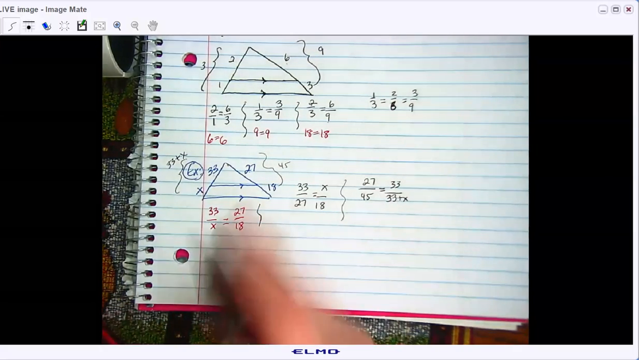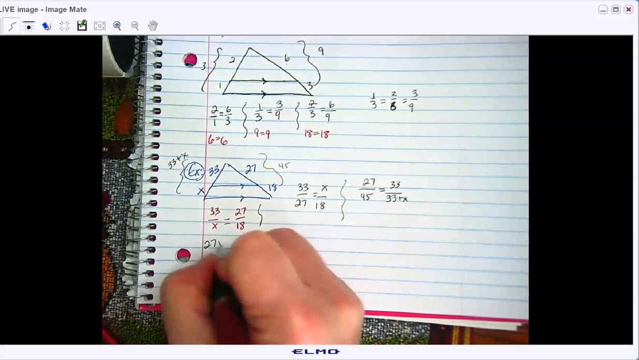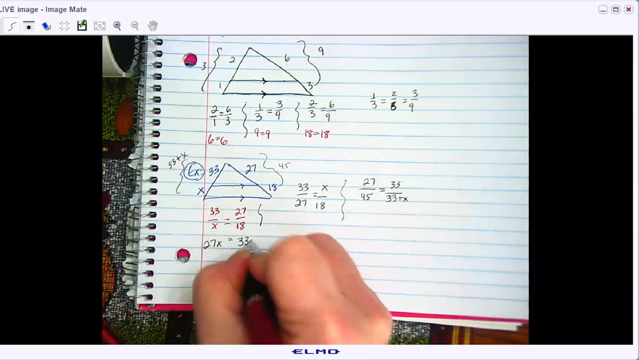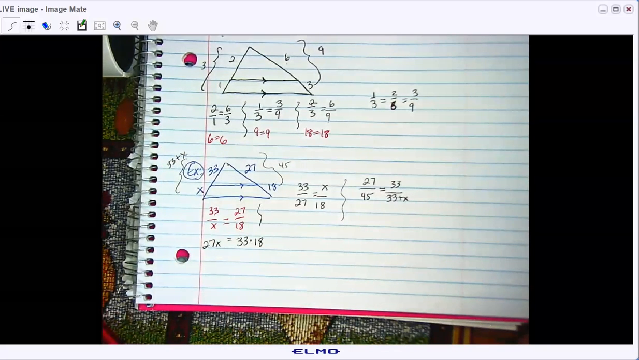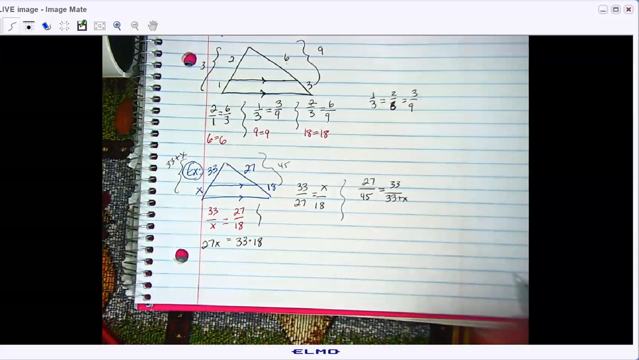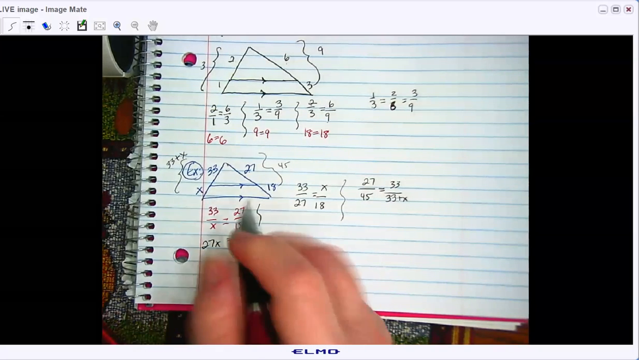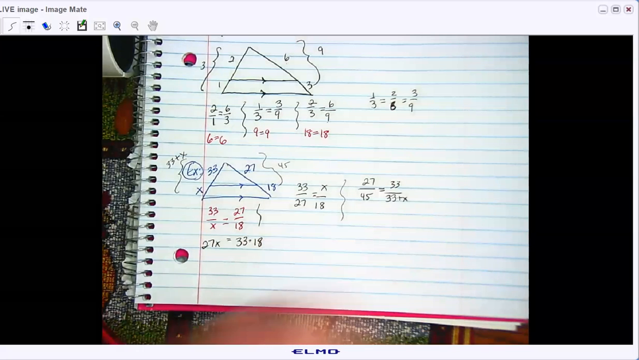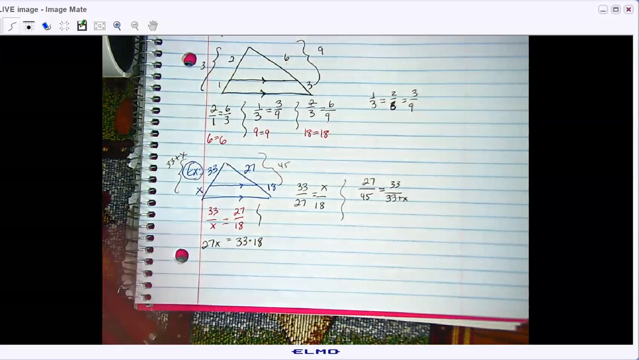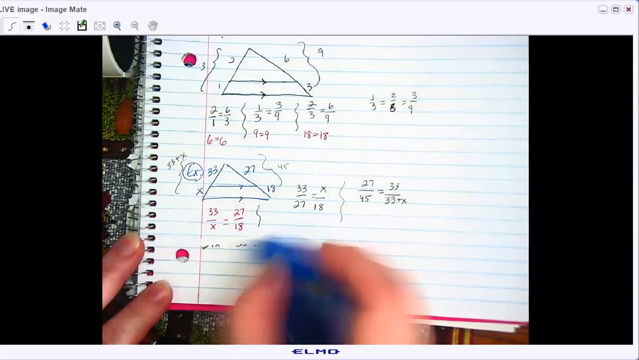Okay. So cross multiply, I have 27x is equal to 33 times 18. And this is why I said have a calculator, but I don't have a calculator handy. I mean, I have my phone, I could do that. But I do kind of a mental math type of thing, where I will divide by 27. Actually, let me back up before I do that, because I totally forgot to say something here.